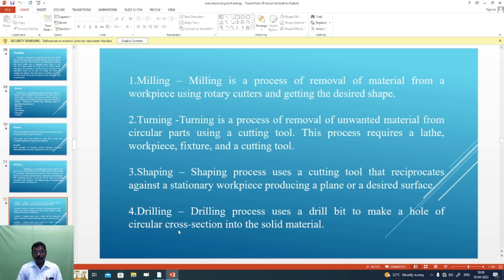Then third one, shaping. The shaping process uses a cutting tool that reciprocates against a stationary workpiece, producing a plane or a desired surface. Then drilling. The drilling process uses a drill bit to make a hole of circular cross section into the solid material.